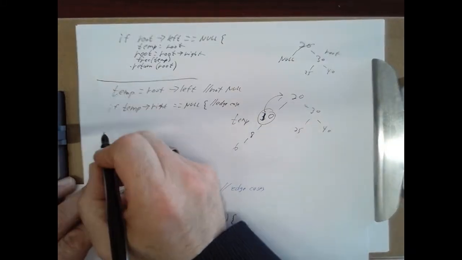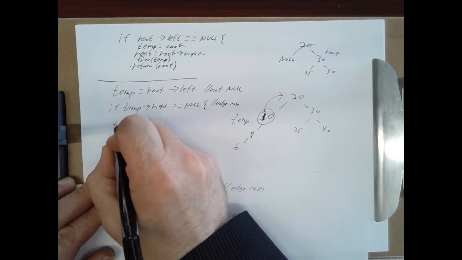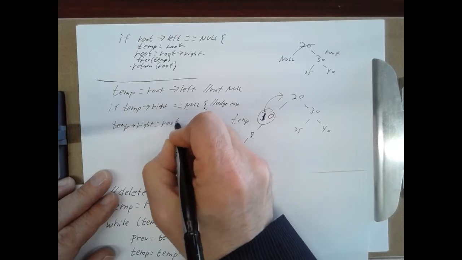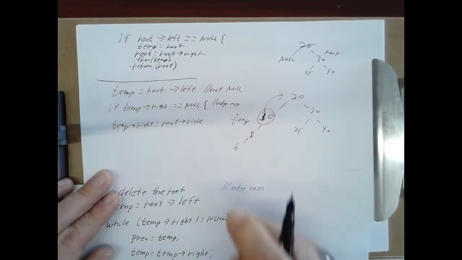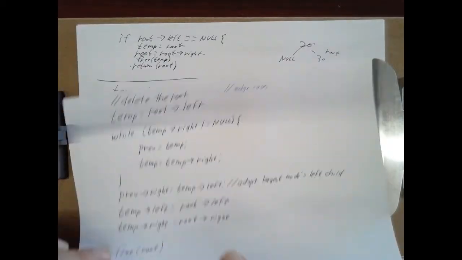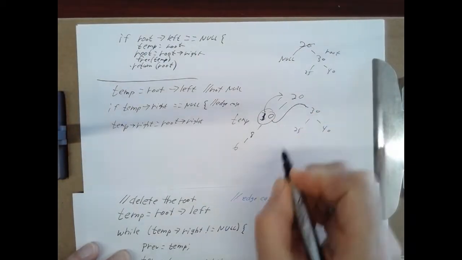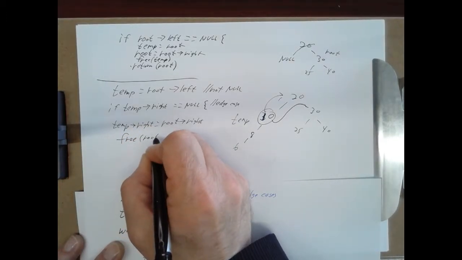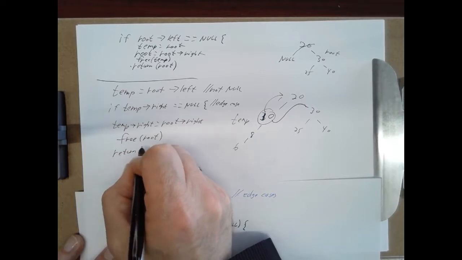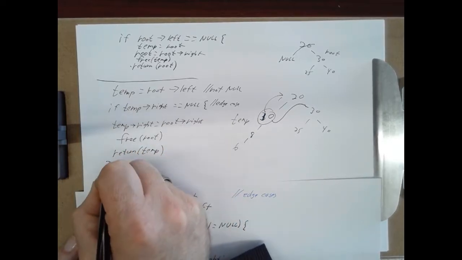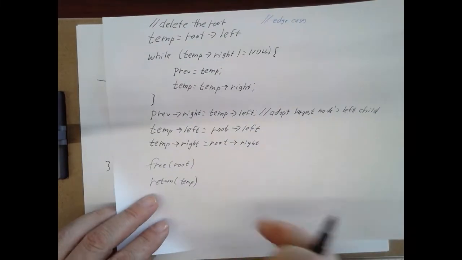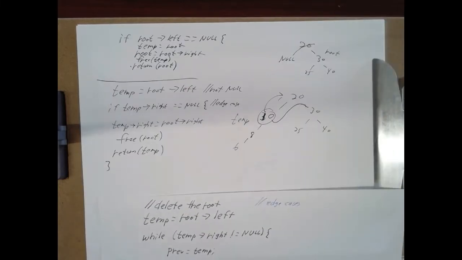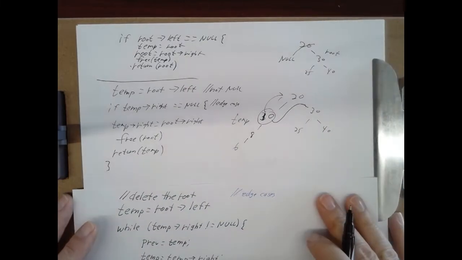So all we have to do is say temp arrow right equals root arrow right. Right, that's that part of it. So this picks up those children and then free root and return temp. Otherwise, we go ahead and we do this usual march down to the right until we find a node with no right child and then adopt its left children and so on.